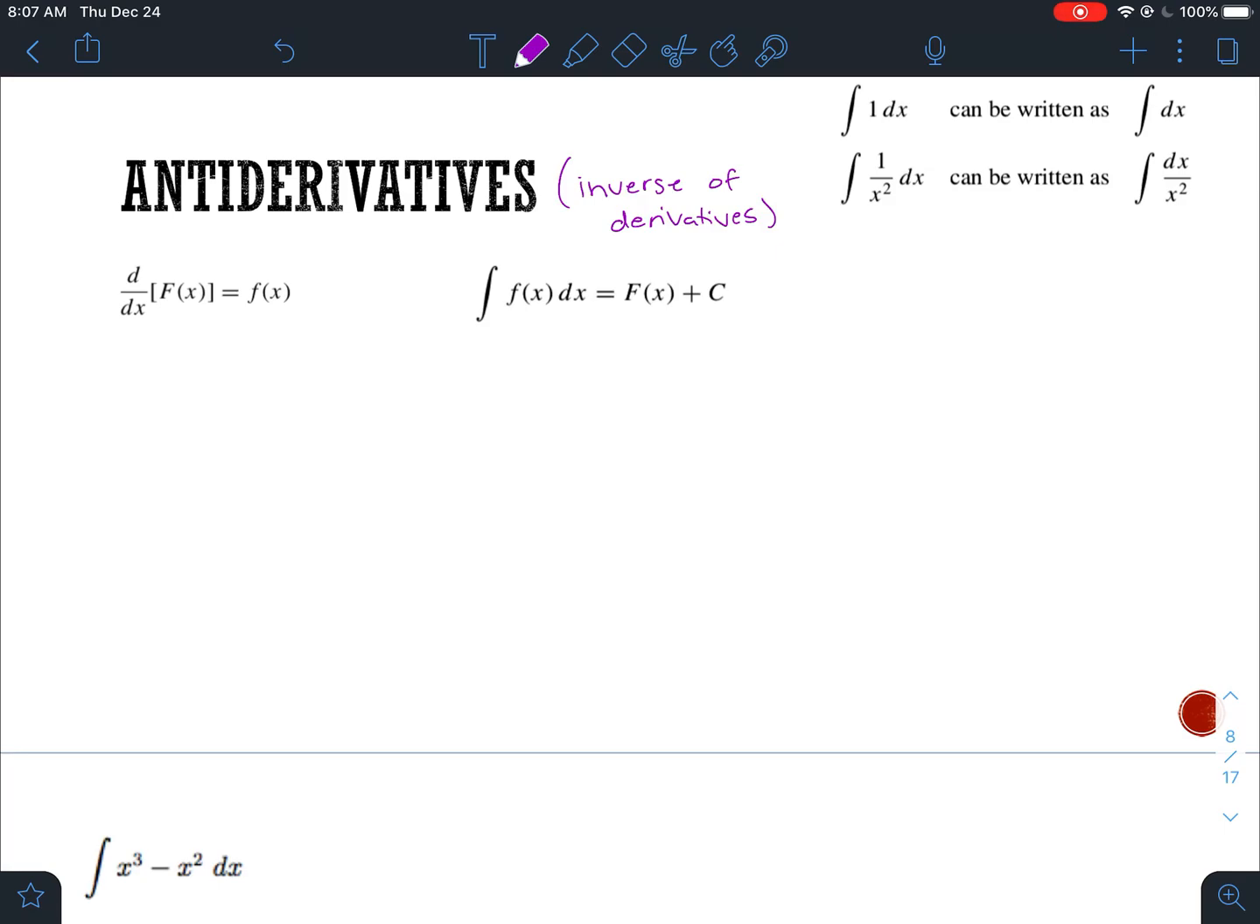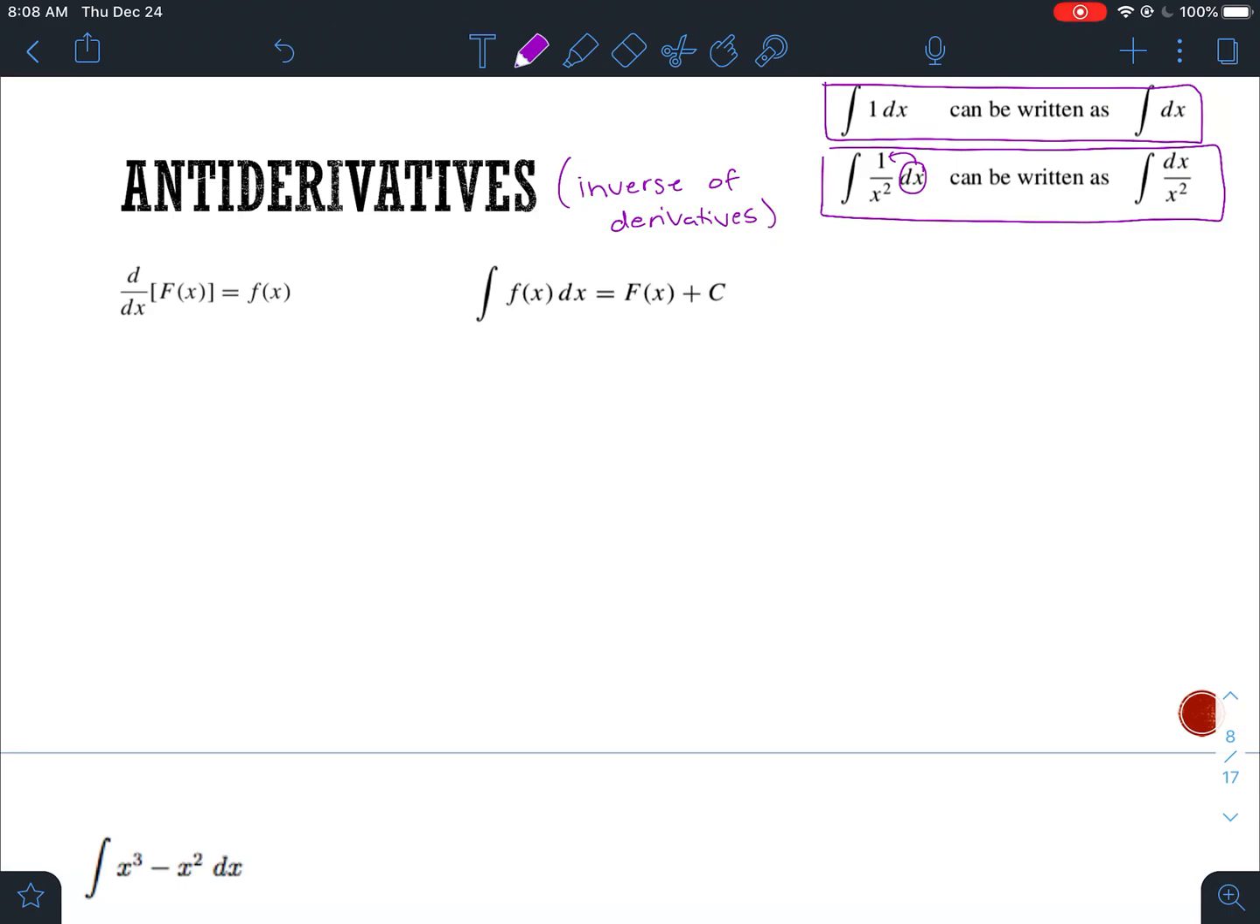Just some things to keep in mind when we're doing this: the integral of 1 dx is often written as just the integral of dx. So if you have the integral of dx with nothing in front of it, you can write it with 1. So it's just like x is the same as 1x. And if you have the integral of 1 over x squared dx, it's often written with that dx as part of the numerator, but just remember you could separate it back out as 1 over x squared dx.